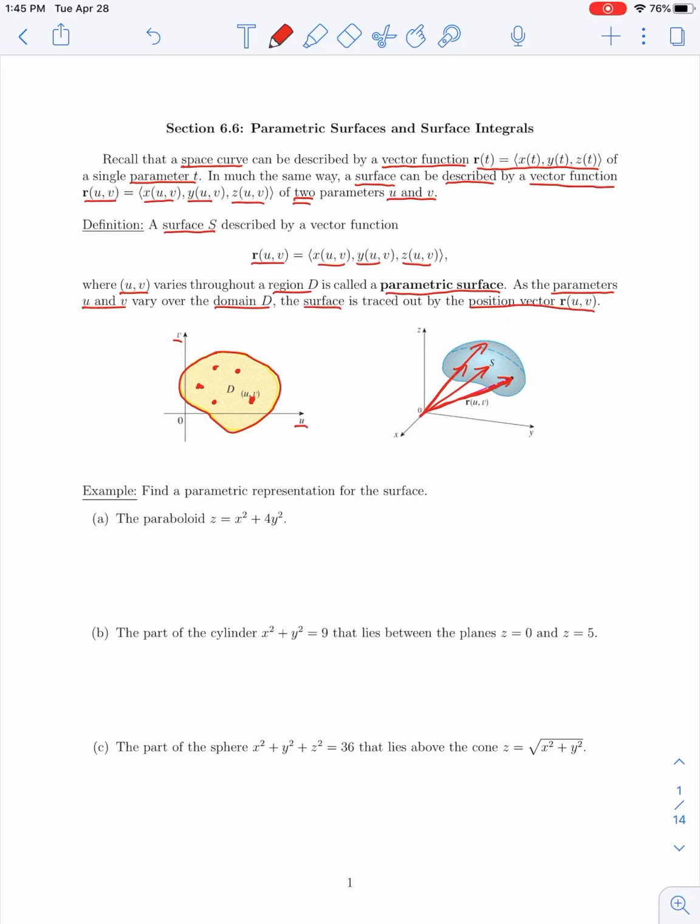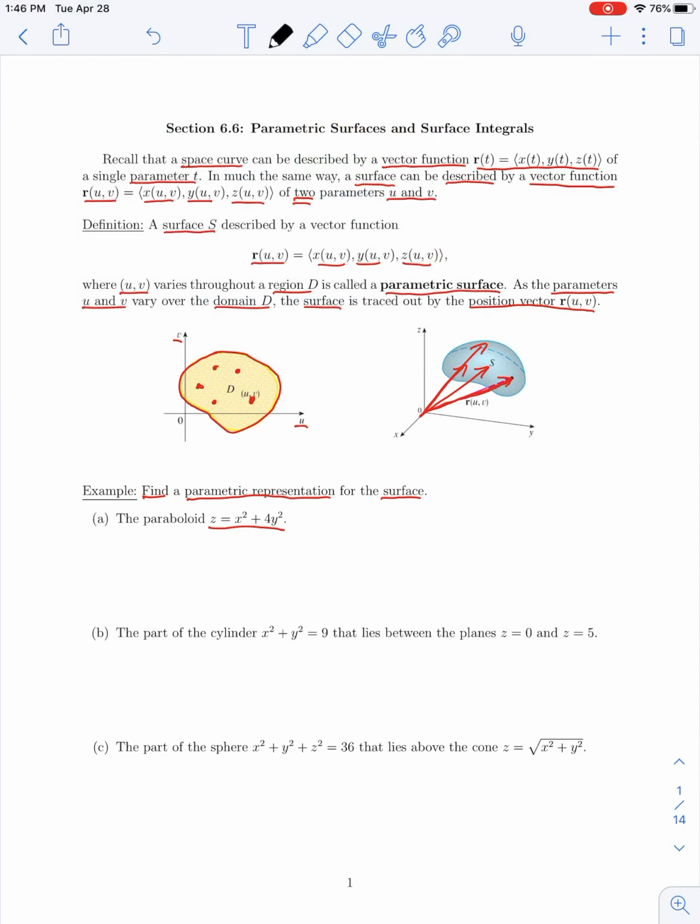So to familiarize ourselves with parametric surfaces, let's look at an example where we are asked to find a parametric representation for a given surface. A lot of problems that we're going to see in the last part of chapter 6 require us to describe a certain surface using parametric equations. So as an example, in part A, we're asked to find a parametric representation for the paraboloid z equals x squared plus 4y squared. So this is an elliptic paraboloid.